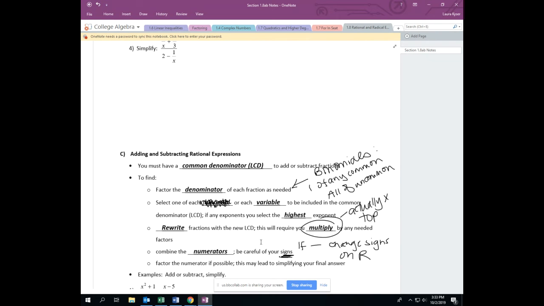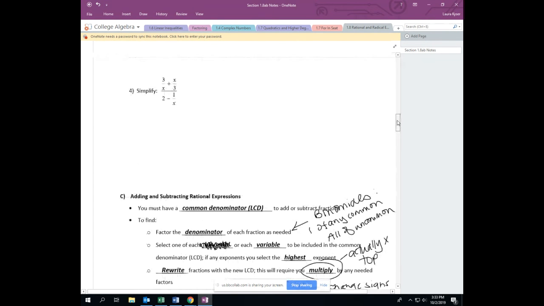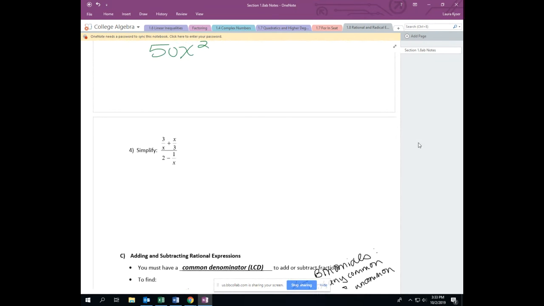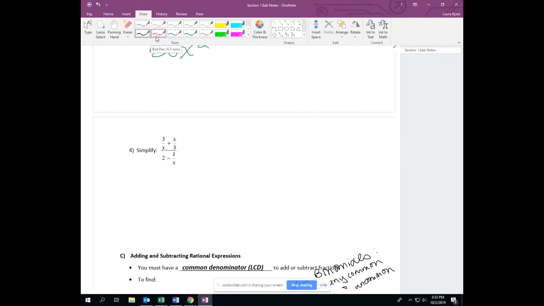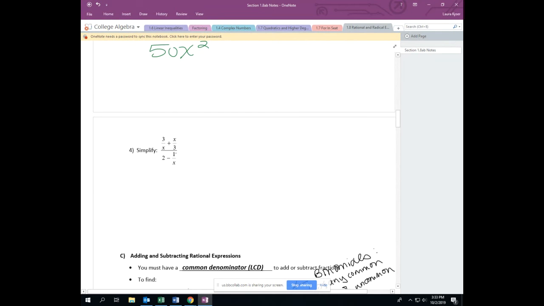So this example up here above these notes is called a complex fraction. And in a complex fraction, you're actually looking at a division problem. It's just written in a different way. This problem right here is the same thing as saying 3 over x plus x over 3 divided by 2, I'm going to put it over a 1, minus 1 over x. That means the same thing. It is a division problem. It's just written in complex fraction form.